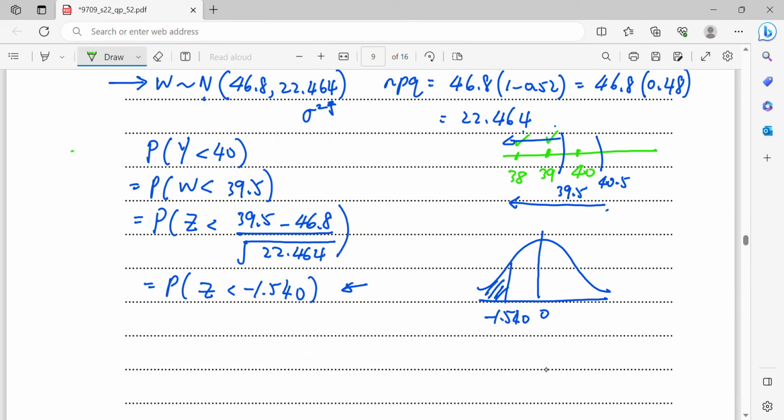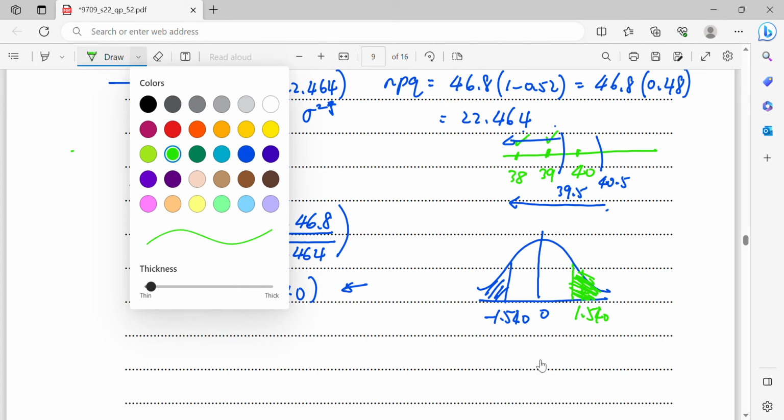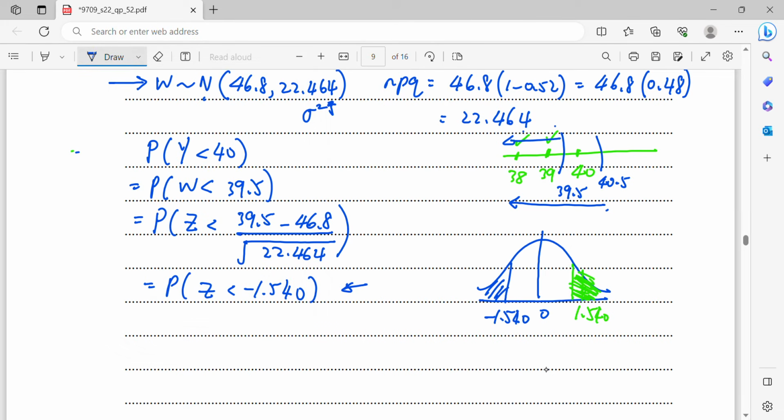But since it is on the negative part, we have to reflect, or we have to flip it to the right hand side. So it means that here becomes 1.540. The green region is equivalent to the blue region. In order to get the green region, because your region now is towards the right hand side, I have to use total probabilities, 1 minus P(Z less than 1.540). Then I will be getting the green region. Means that the long arrow minus short arrow, it will be the green region.